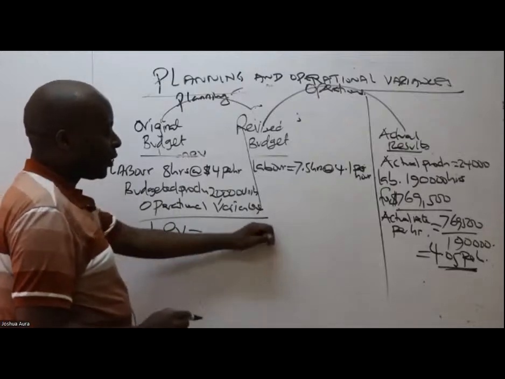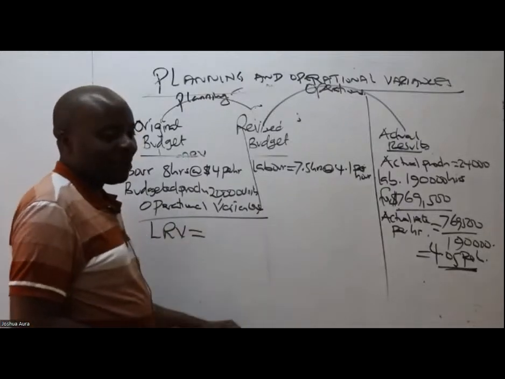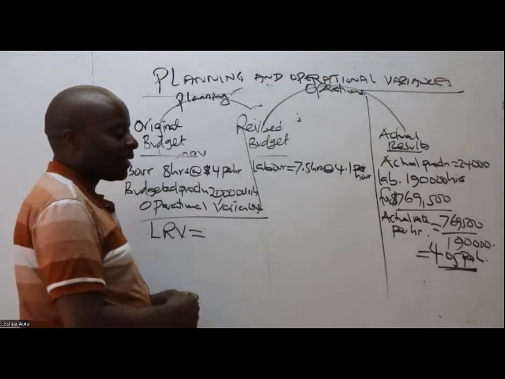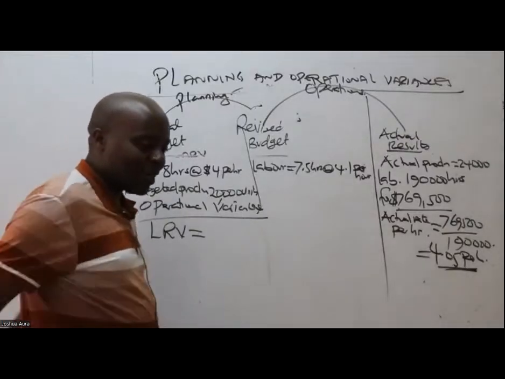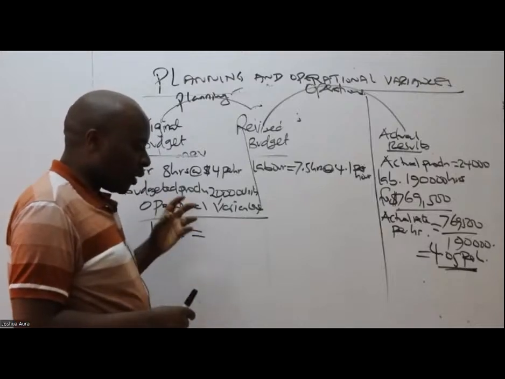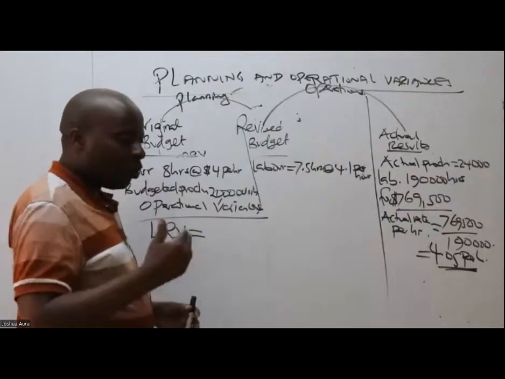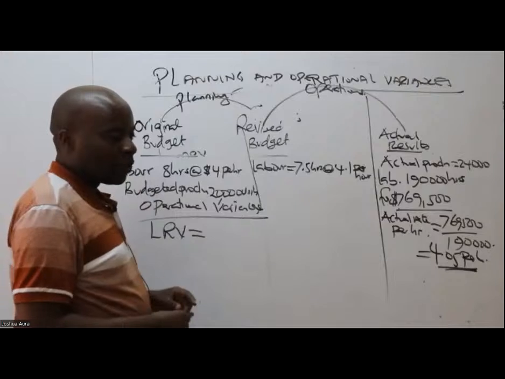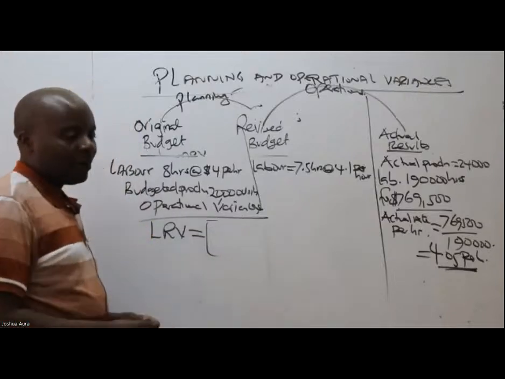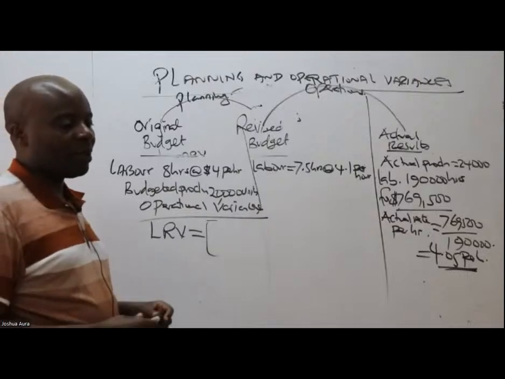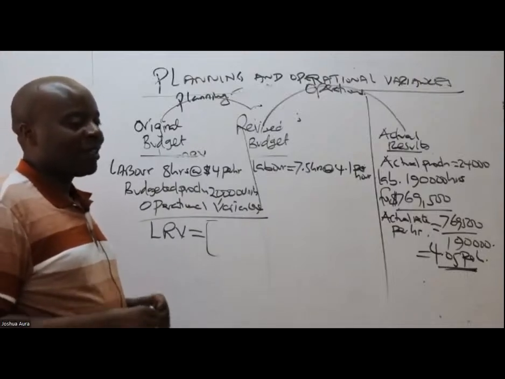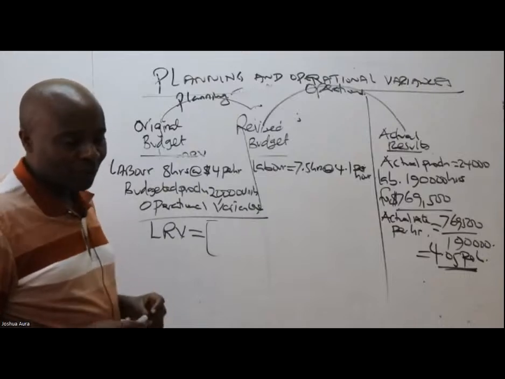So labor rate variance, what do we have? Is there somebody who remembers the formula of labor rate variance? It is the difference between two rates, what we thought we would have incurred while paying these workers vis-a-vis what we actually incurred. So labor rate variance equals what? Is there somebody who can remember the formula?